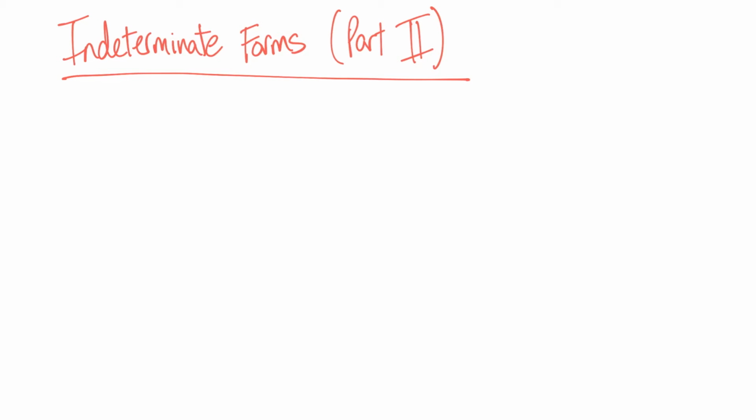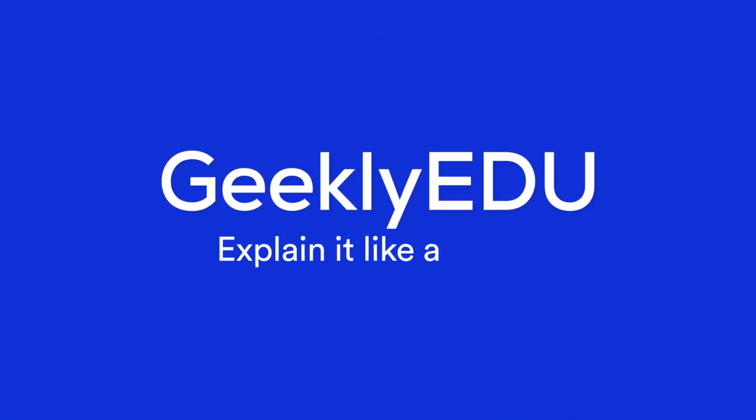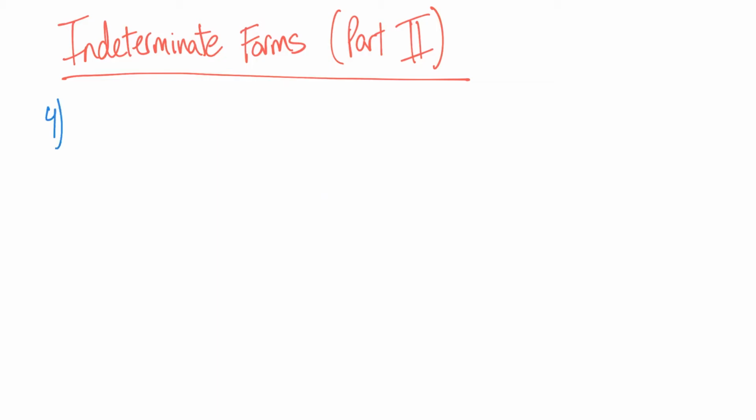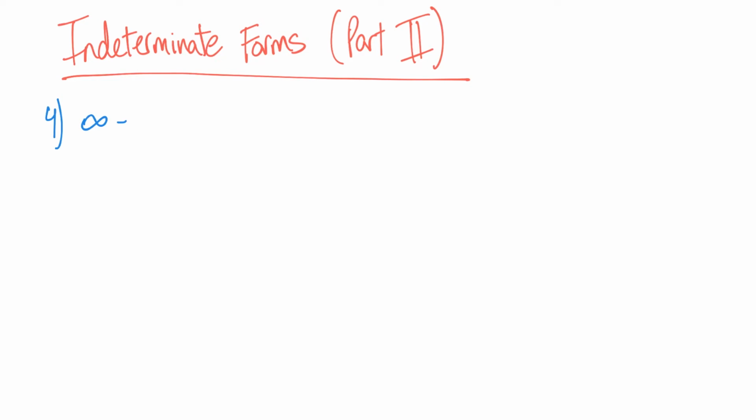My name is Eddie, and today we're going to continue to talk about indeterminate forms. In a previous video, we explored indeterminate forms of the shape 0 divided by 0, infinity divided by infinity, or 0 times infinity. The fourth one is going to be infinity minus infinity.